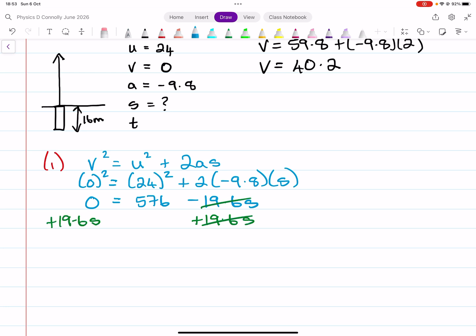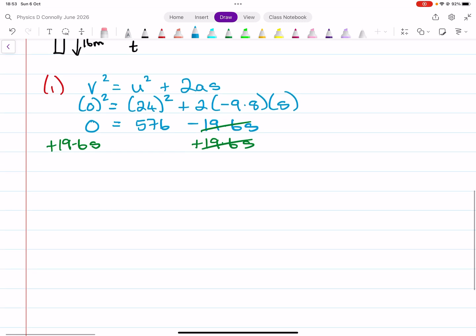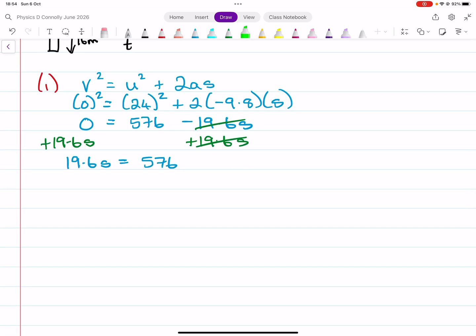You can see the maths is very similar. So the maths is not the hard part, the problems are the hard part, as I've said before. So we divide by 19.6 to isolate the s and divide by 19.6 on this side. So that is 29.39.